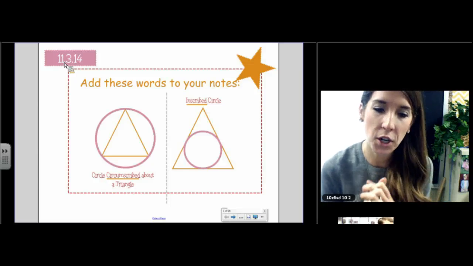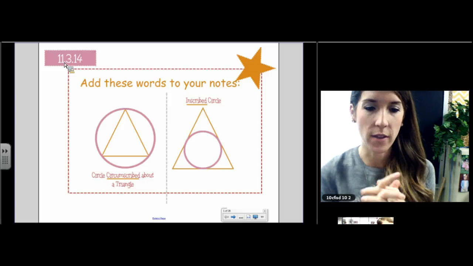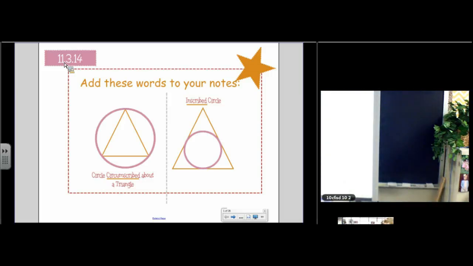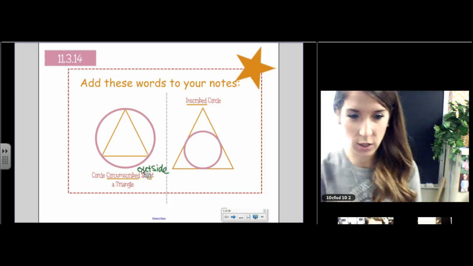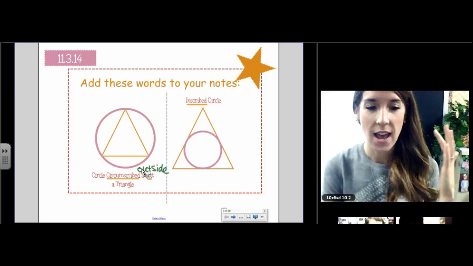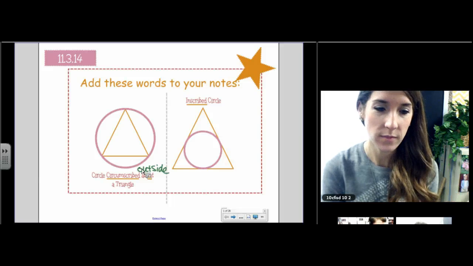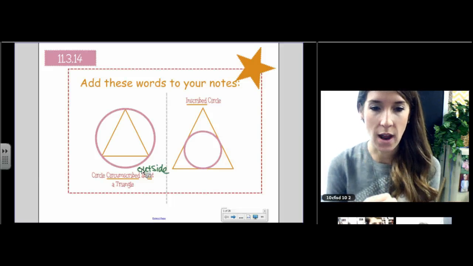So a circle circumscribed about a triangle. That's when the circle is outside the triangle. So circumscribed means outside. And for it to really be circumscribed, the vertices of the triangle have to be on the circle.